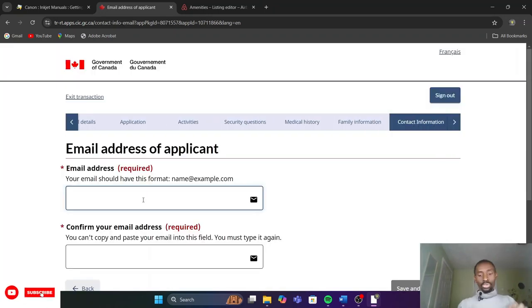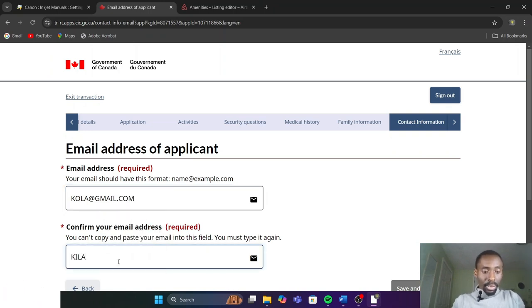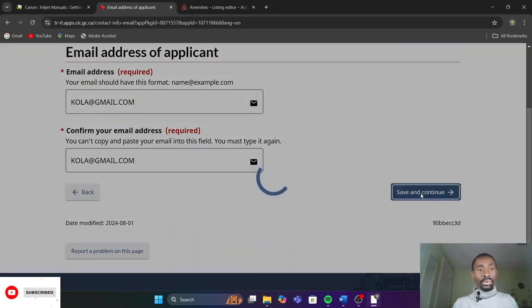So email address. I would advise you to put your own email address, not your mother's or any other person's, because every piece of information you get, you will send to them to go and do it. So caller at gmail.com. Then save and continue.